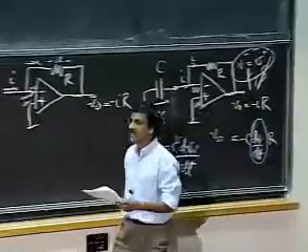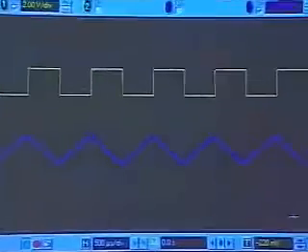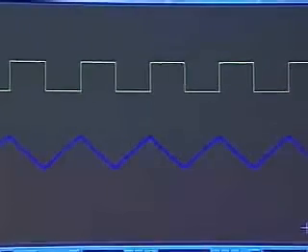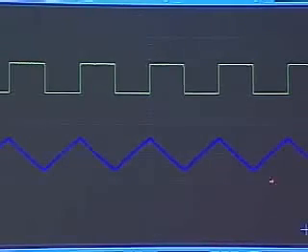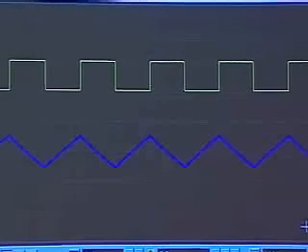So very quickly for the demo, I have a square wave input here to the op-amp. That's my VI to the integrator, and this is the output V naught. So the integral of a square wave is a triangular wave, as you can see.